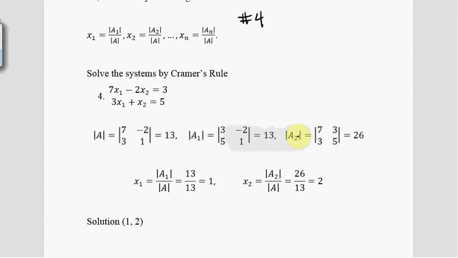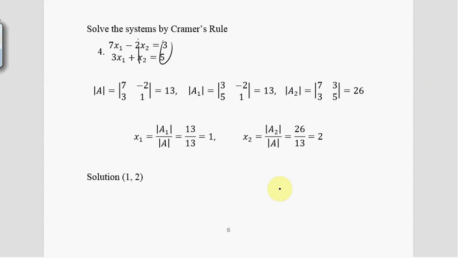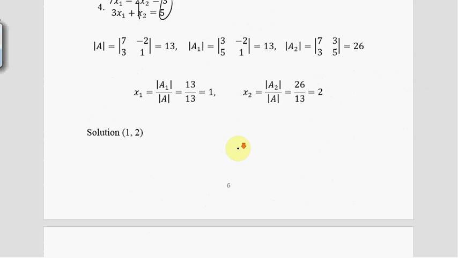And then A sub 2, I take the coefficient matrix and replace the second column with these terms 3 and 5. And so X sub 1 is the determinant of A sub 1 divided by the determinant of A. And then X sub 2 is the determinant of A sub 2 divided by the determinant of A. And so you get your solution 1 and 2.